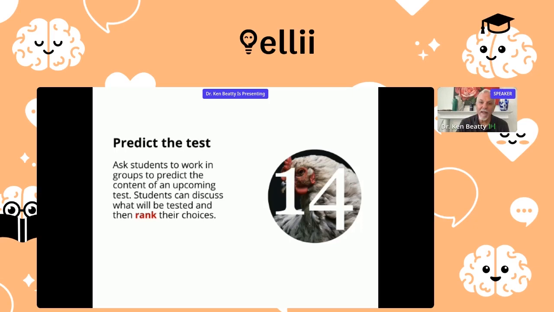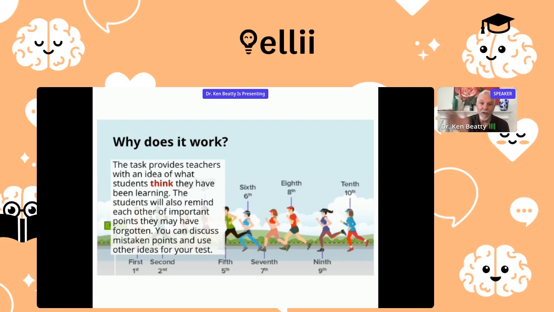get them to rank their choices, which means what's the most likely, least likely one, and everything in between. This provides you, the teacher, with a lot of ideas about what the students think they have been learning. It gives you a good insight into that. Students will also remind each other of all the important points. You can discuss the mistaken points with them and go forward with that.